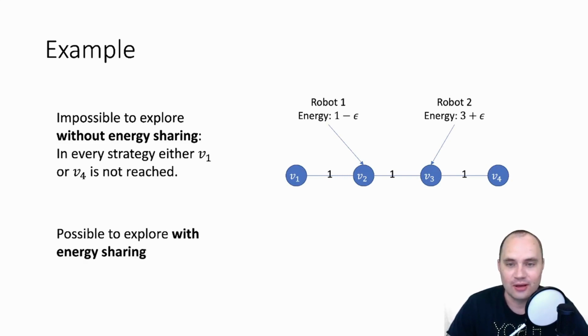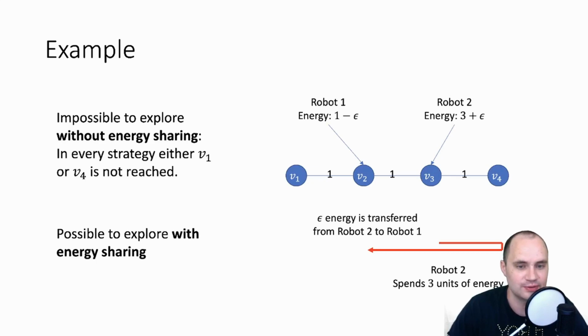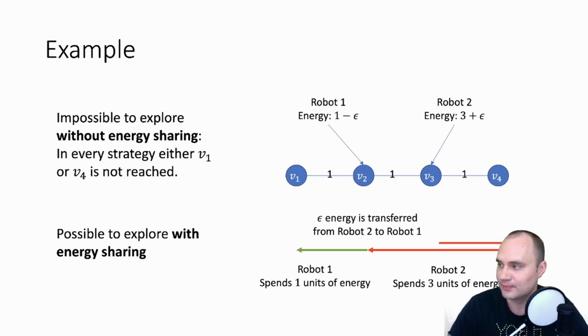But if you allow the robots to transfer energy, then you can explore this path as follows. Robot 2 starts out by going from V3 to V4, then it turns around and travels all the way to V2. In this part, the robot spends 3 units of energy. At this point, epsilon energy is transferred from robot 2 to robot 1, so now robot 1 has energy exactly 1, which is enough for robot 1 to finish exploring the edge of the graph.